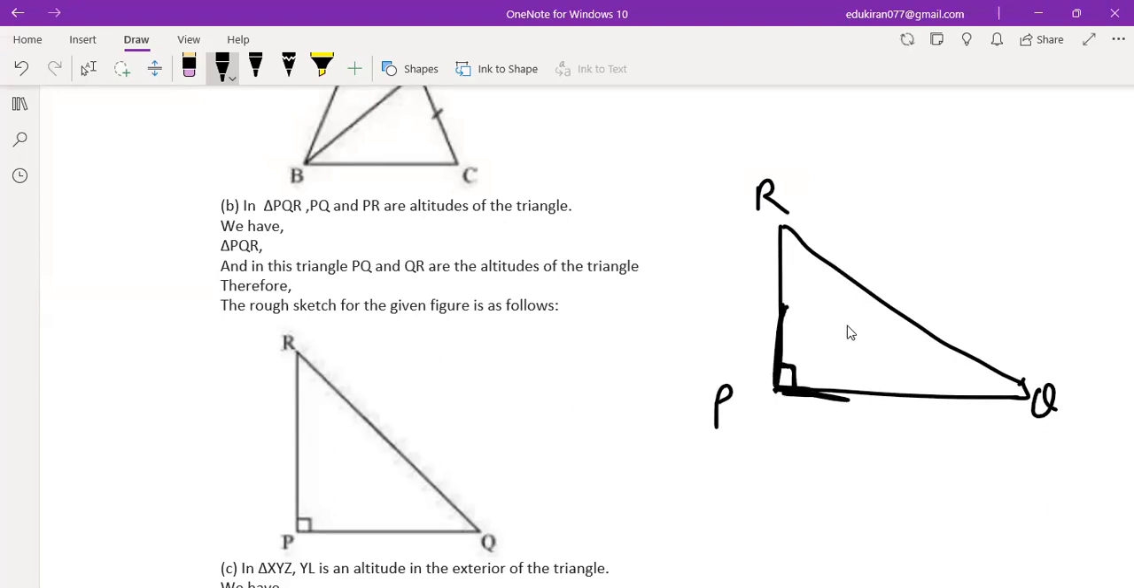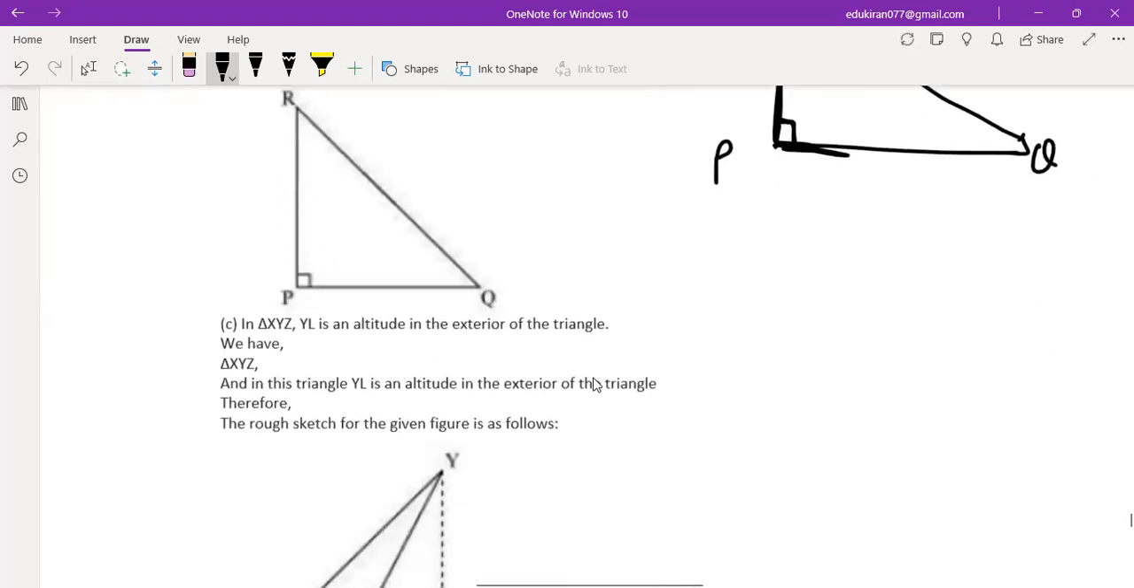Ma'am, I didn't think I could make that one. Okay, you did it. If it is like this, then you have to use, because what they said is that PQ and PR are the altitudes, so it's not possible to make it like this, right? The normal way which we were doing. So at that time, if they give you two altitudes, it's not possible in this triangle, but in this triangle, it is possible. Okay. Now coming to the next one.